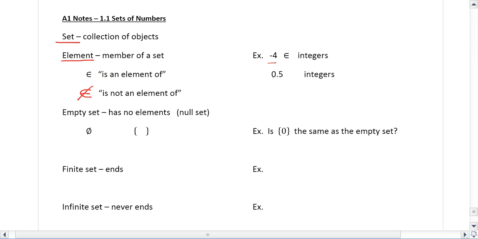Another example here, we could say 0.5 or 1/2 is not an element of the set of integers because it does not include any fractions.